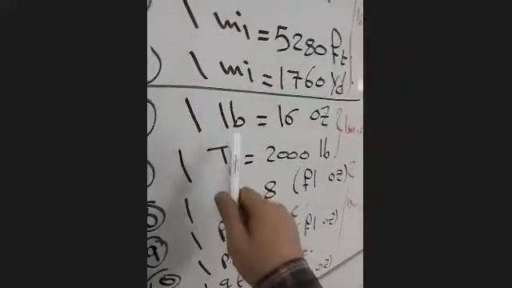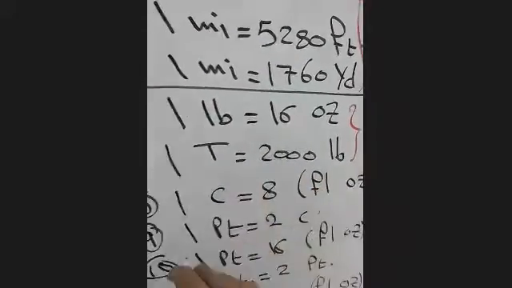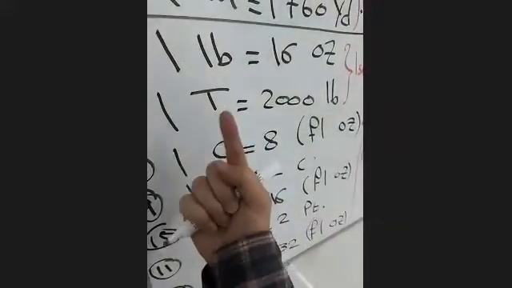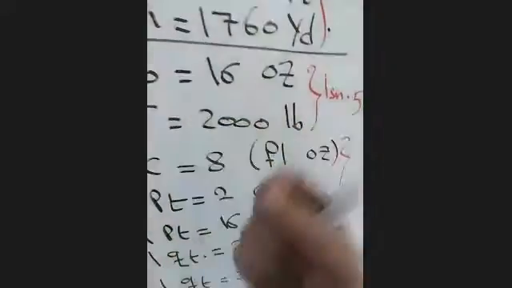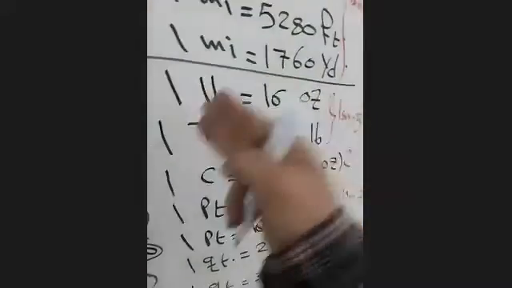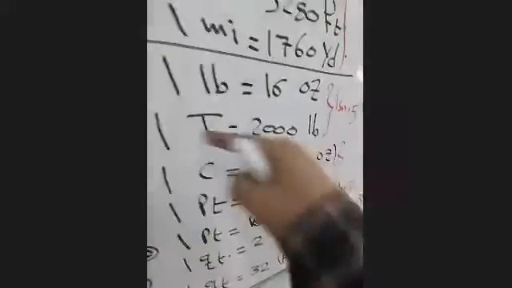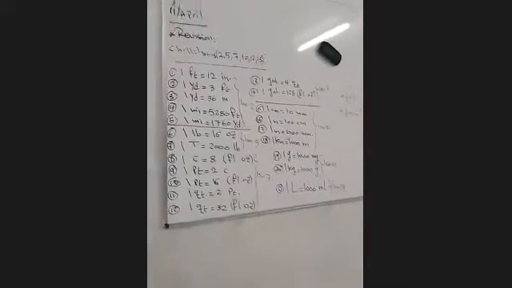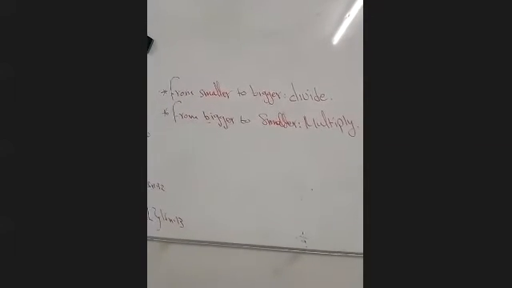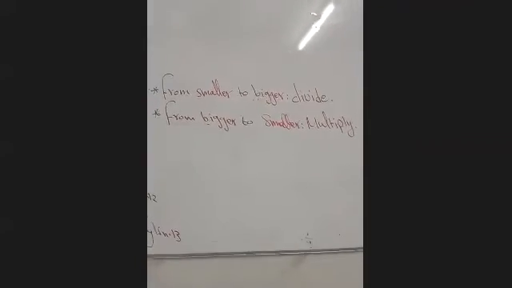How do we know the bigger and the smaller? Remember, the unit with 1 is bigger than the unit with a number more than 1. For example, here, 1 ton is bigger than 1 pound. So if you want to turn it from ton to pound, from bigger to smaller, you multiply. From smaller to bigger, you divide. Remember? This is our strategy, how we turn between the units.